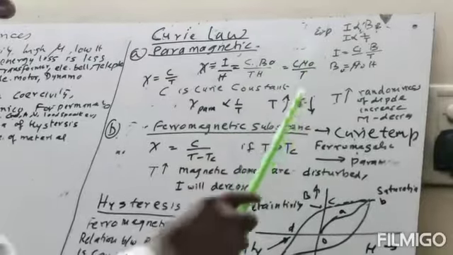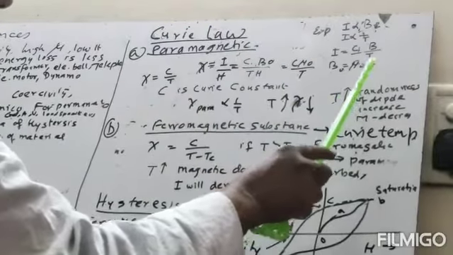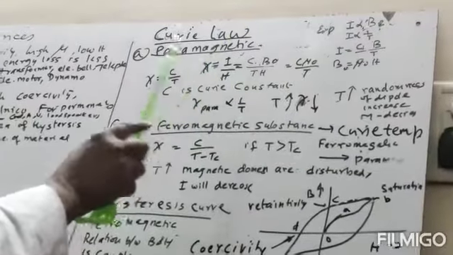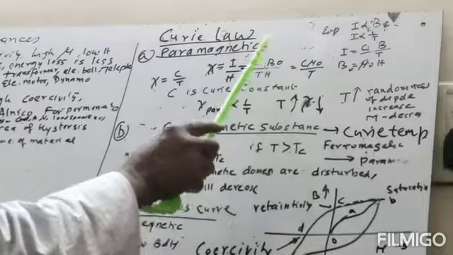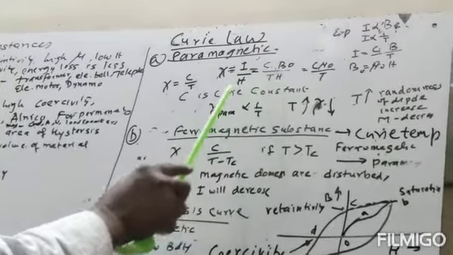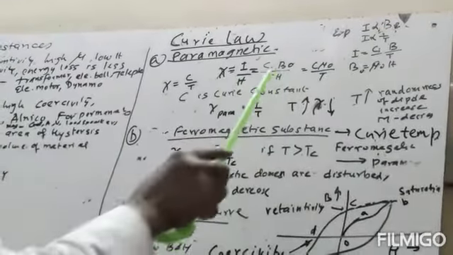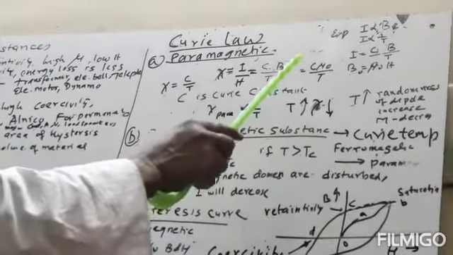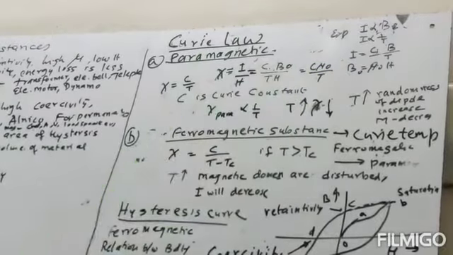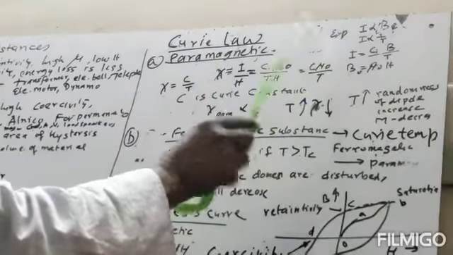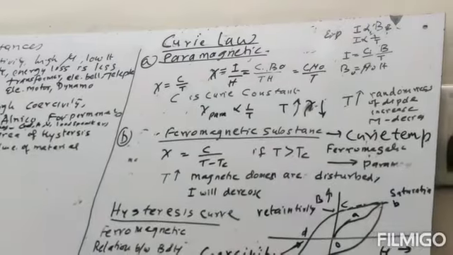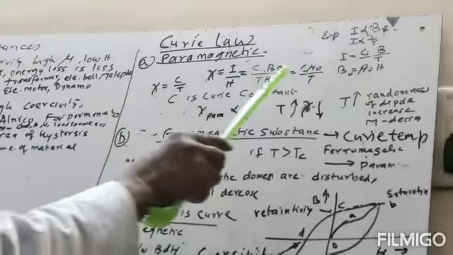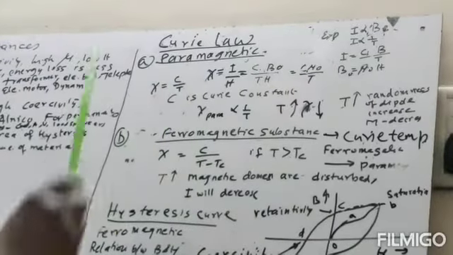We can write B is equal to mu 0 into H. So chi will be equal to I by H, and I is equal to C B by T, and B by H is equal to mu 0. So chi is equal to C into mu 0 by T. Now C is the Curie constant and mu 0 is the permeability of the vacuum. Both are constant, so we can write chi is equal to constant C divided by T.